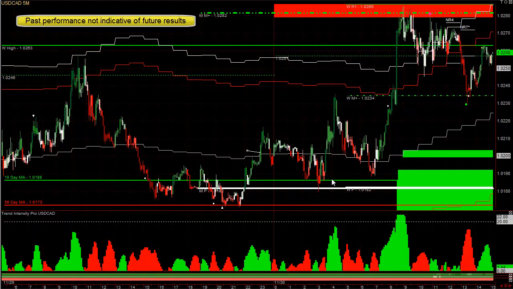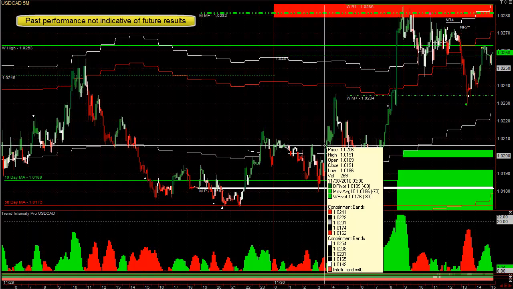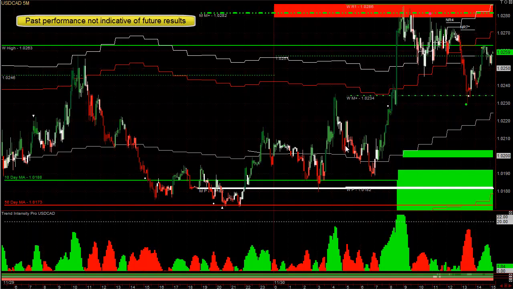You see major support at the monthly pivot and the 10-day moving average. Again, it breaks out above the hourly. You go long here around 10. It went up to 40, 35, 25 pip move. You might have bought this little pullback right here.